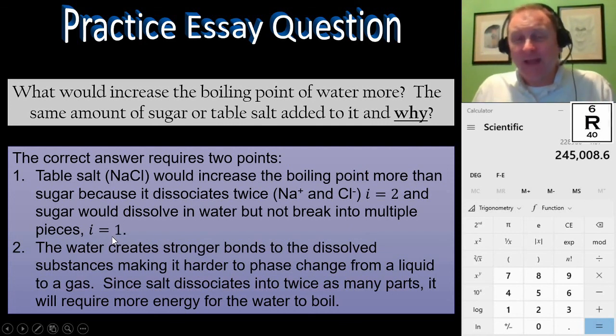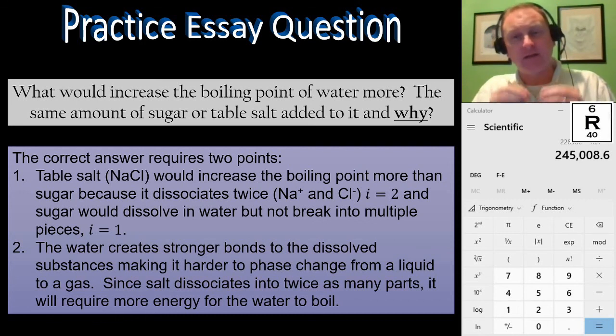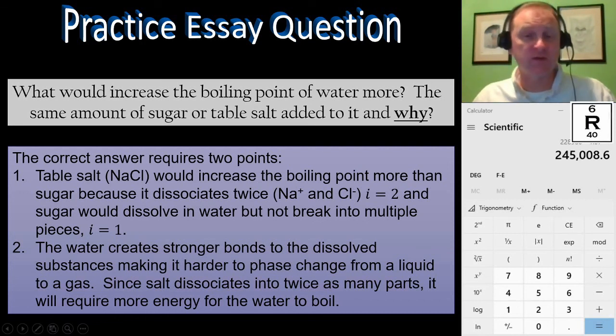But that's not enough to answer the question. We have to elaborate, how does that affect the water? You gotta take it that next step to show that you understand. The water creates stronger bonds to the dissolved substances, making it harder to phase change from a liquid to a gas. Since salt dissociates into twice as many parts, it will require more energy to boil the water. There's going to be more water molecules attached to something else. It's going to have more colligative properties in there. So hopefully that makes sense.